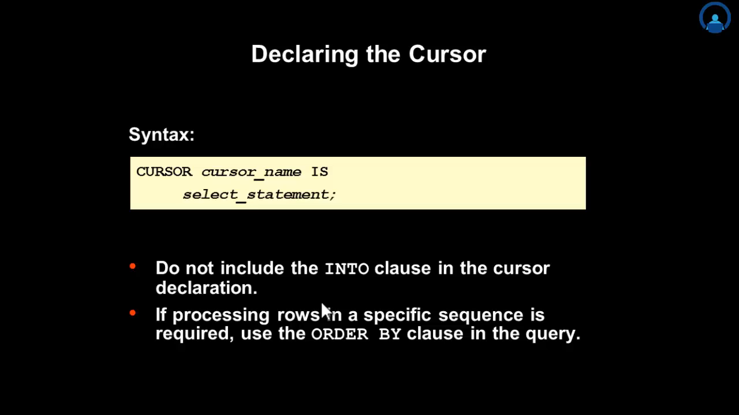In the above syntax, cursor_name is a PL/SQL identifier. select_statement is a select statement without an INTO clause. Note, do not include the INTO clause in the cursor declaration because it appears later in the FETCH statement. The cursor can be any valid ANSI select statement, to include joins and so on.